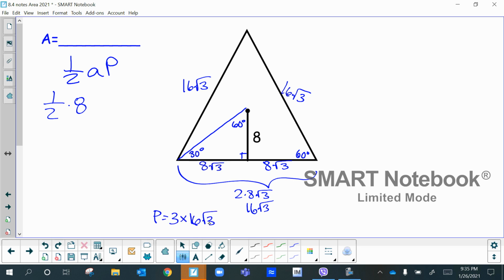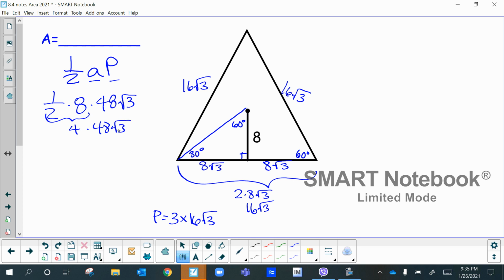So what is 3 times 16? My brain is dead right now, so I'm going to get my calculator. 16 times 3 is 48. So 48 radical 3. So I'm going to plug that into my perimeter. So see how I'm plugging in for each term. All right, I know half of 8 is 4, and then I'm going to do 4 times 48 radical 3.